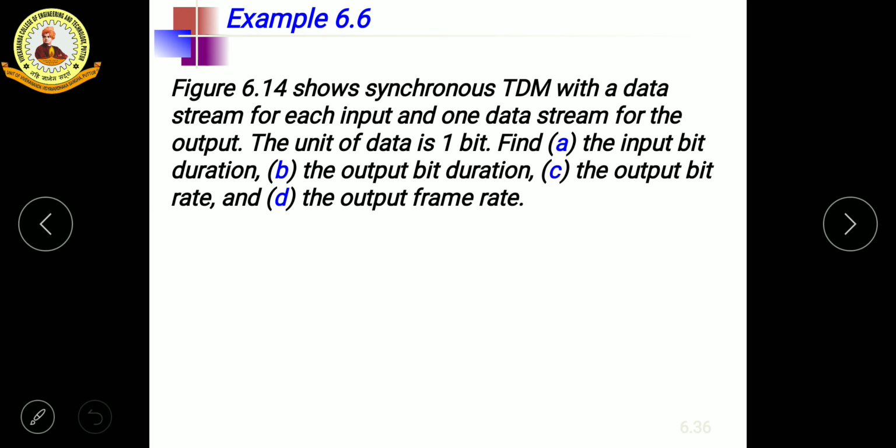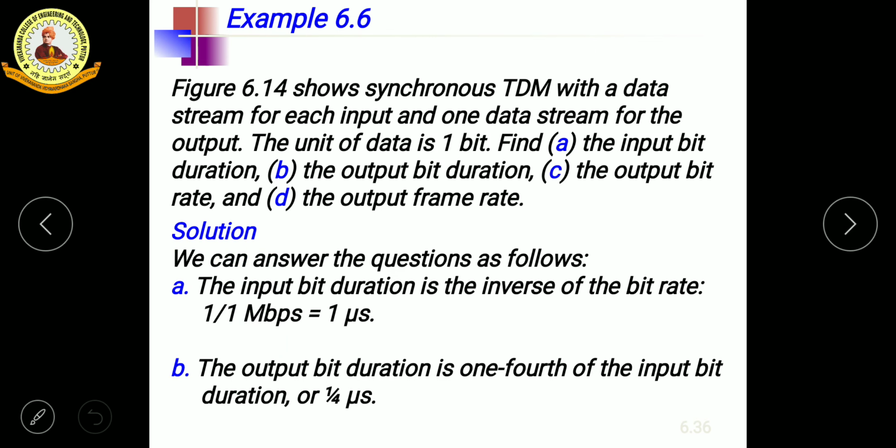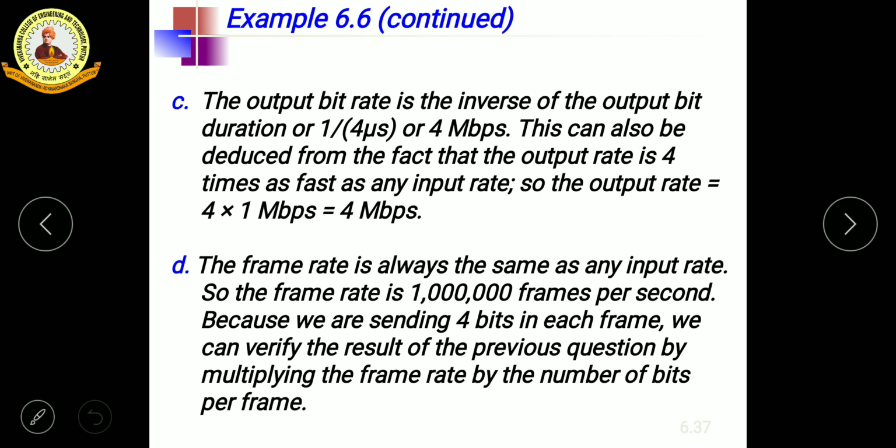Then coming to the next part, the output bit rate and the output frame rate we have to calculate. So the output bit rate is the inverse of the output bit duration. Bit rate is always the inverse of the bit duration. Please keep this in mind. So we had 1/4 microsecond as the bit duration. Then what will be the bit rate? It is 1 by that amount, that is 4 megabits per second is the capacity or bit rate of that output stream.